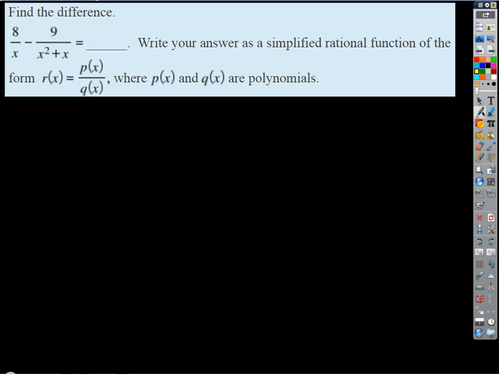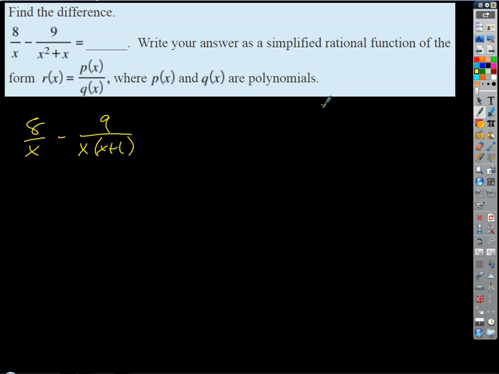Good. So let's factor everything. We get 8 over x minus 9, and that's always our first step, isn't it? When we're simplifying or doing any arithmetic with rational functions, you always have to factor everything. One reason is that we want to see what cancels and know what our common denominator is, but also we have to know what the excluded values are. So just factor out an x.